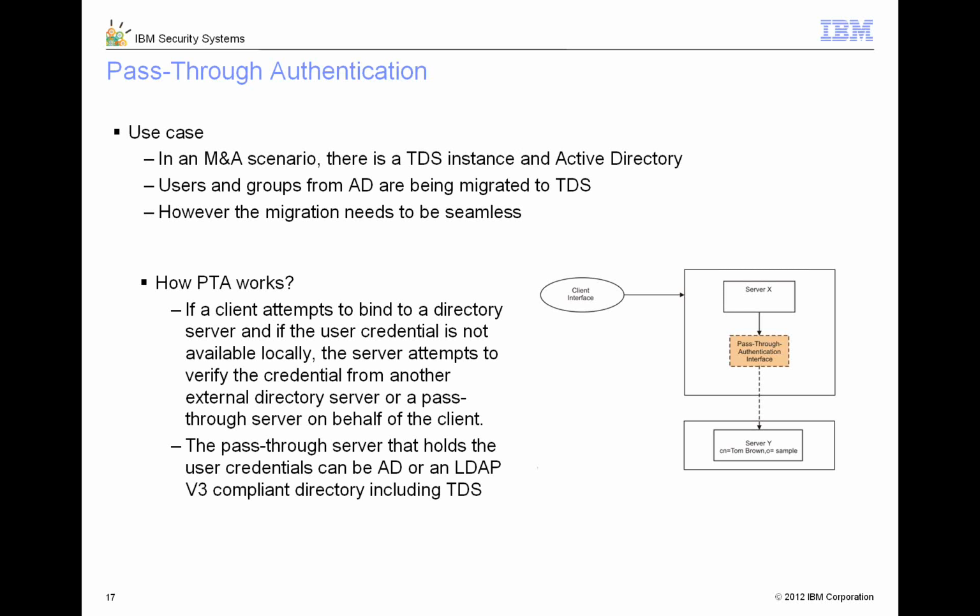Now this pass-through server could be Active Directory or any other LDAP v3 compliant directory. It could also be another TDS directory server instance. So the client applications will be able to continue to authenticate on the various applications and systems seamlessly, and the migration can happen while this is going on, without disrupting the regular user operations.